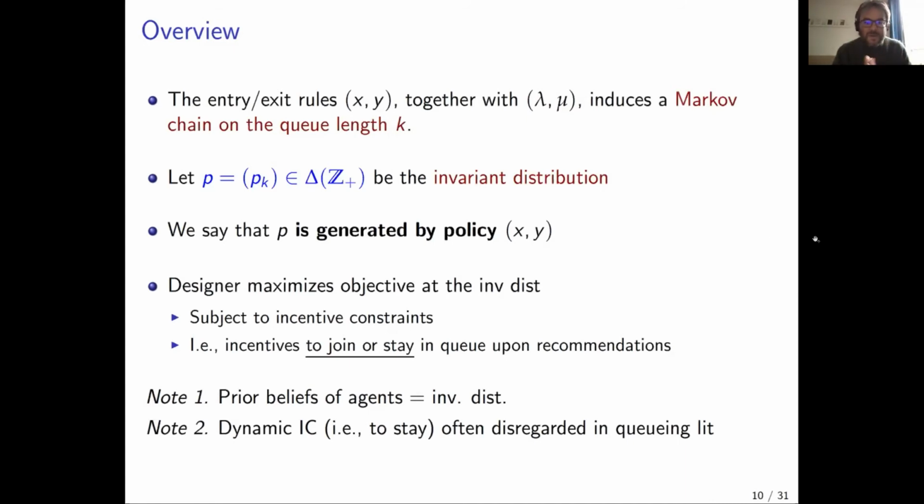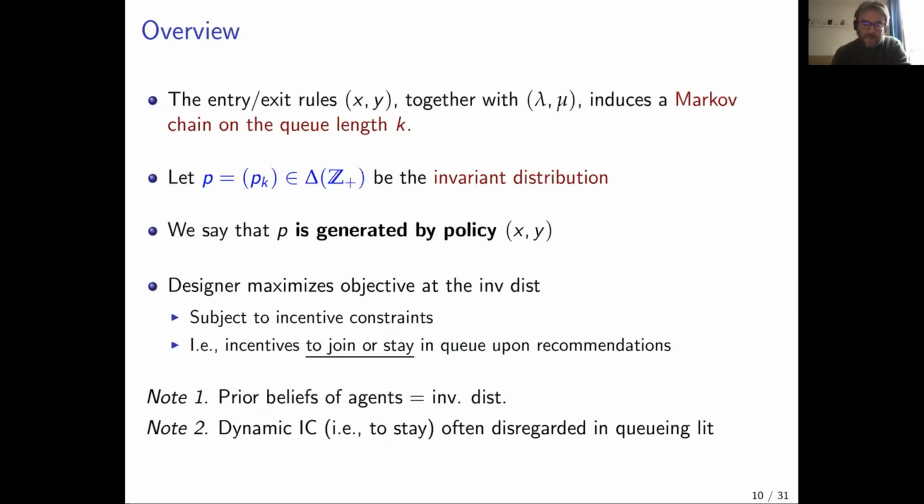Two very brief comments. One is that we're going to have to think about how the belief of agents evolve over their position in the queue. Because not being matched for a while may provide some information. You may update your belief if you're not matched on the queue length, for instance, but also because you get some information through the information rules. And so we have to think about what the prior beliefs of agents are, and we assume that the prior beliefs of agents are just given by the invariant distribution of our stochastic process.